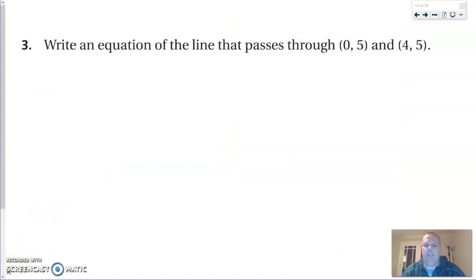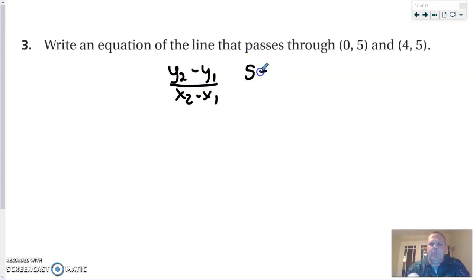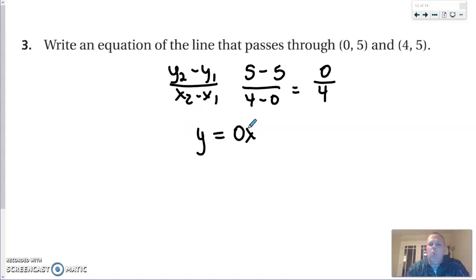Write an equation of the line that passes through (0, 5) and (4, 5). We can take y2 minus y1 over x2 minus x1. So I'm going to substitute in 5 minus 5 over 4 minus 0. So this is 0 over 4. That means that I have no slope. So I've got y equals 0x. Where does it cross the y-axis? That means x is 0. I can see right here that that is the case. So we have y equals 5 in that problem.